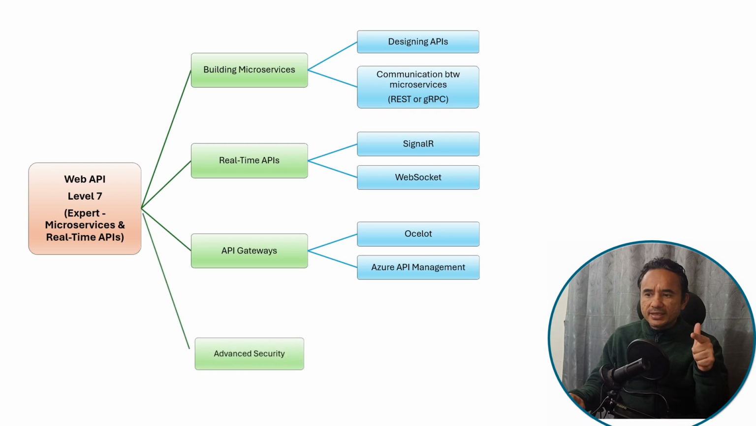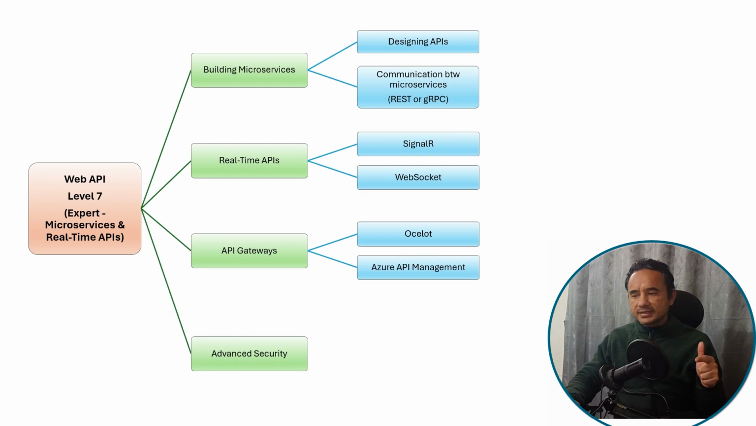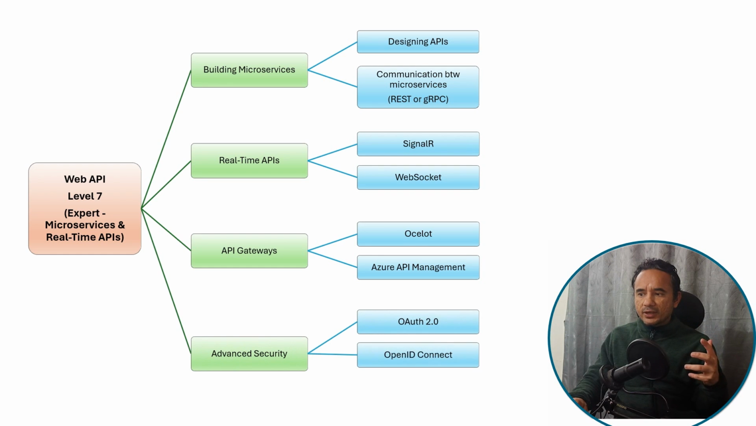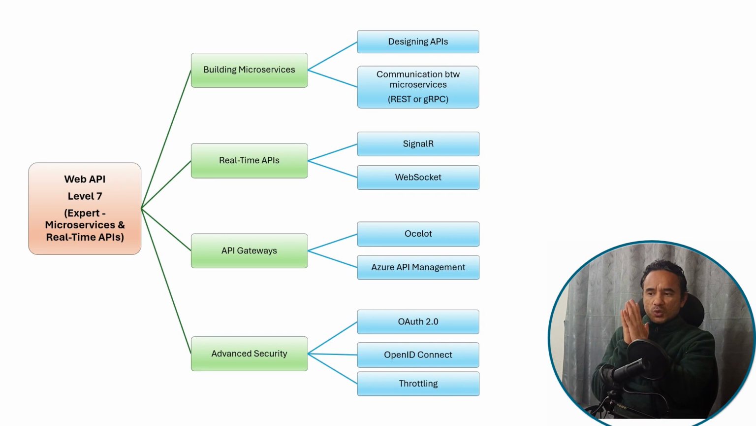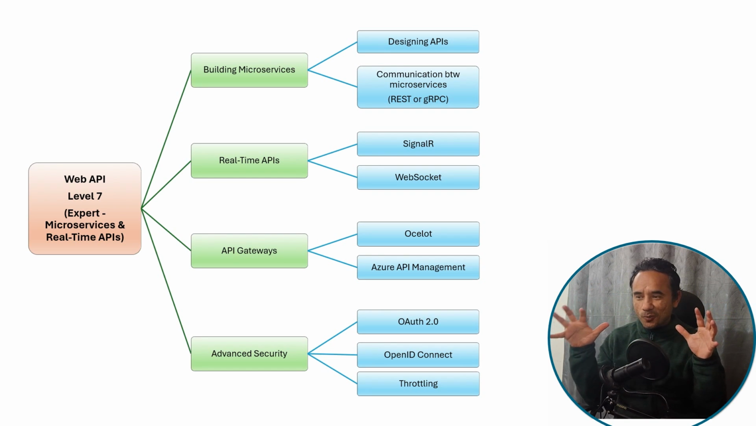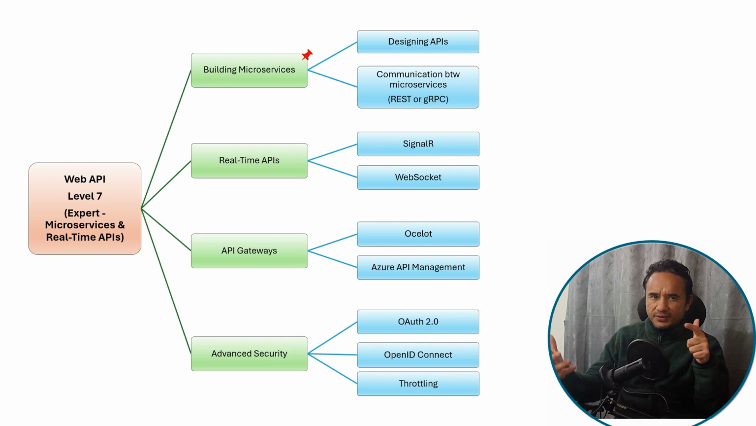Next, go for some advanced security techniques. Here you can learn OAuth, OpenID Connect and throttling concepts for advancement. These are essential for protecting your API from misuse and ensuring it scales well. I know each one of these topics is a very big task, but my recommendation is first focus on microservices because that is also important from an interview point of view, and then you can choose based on your interest or project.